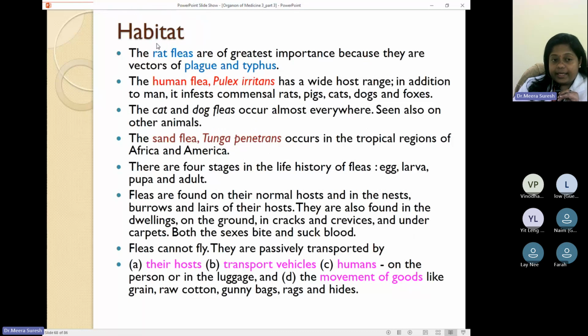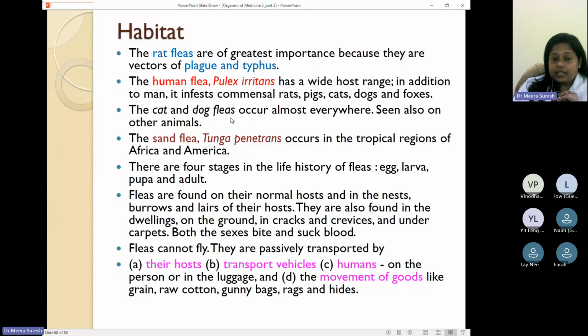When we go to their habitat, as I already told, the rat fleas are more important among all the other fleas that we have mentioned, because they are the vectors of plague and also typhus. The human flea, Pulex irritans, has a wide host range. Though the name is human flea, it is not only seen in human beings, it can infest rats, pigs, cats, dogs, foxes. Mostly it is not an infestation, they actually have a commensal relationship, that is, both the animal and this particular flea are benefited.